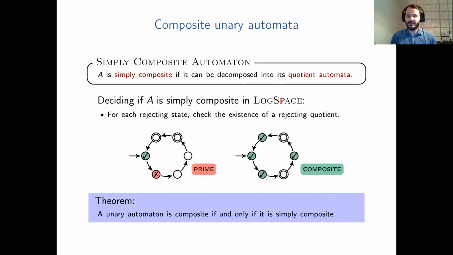How is it log space? Well, we can represent the length of the cycle and the position. We can encode the length of the cycle and the position of the rejecting and accepting states in binary. And then we only have to check some modulos and things like that. And all of this can be done easily in logarithmic space. Okay, so that's it for our main result.